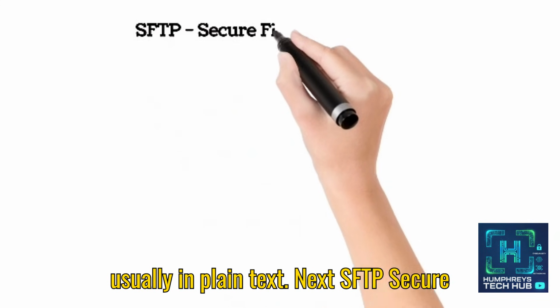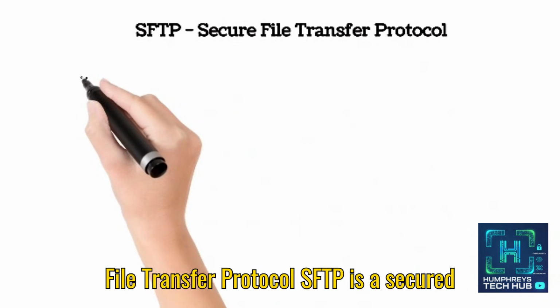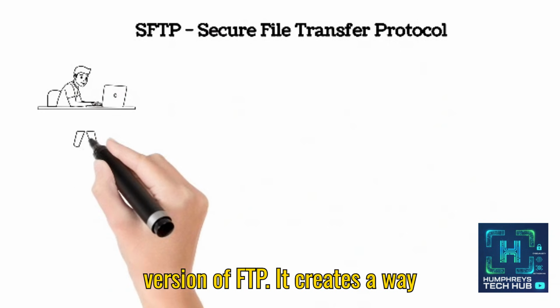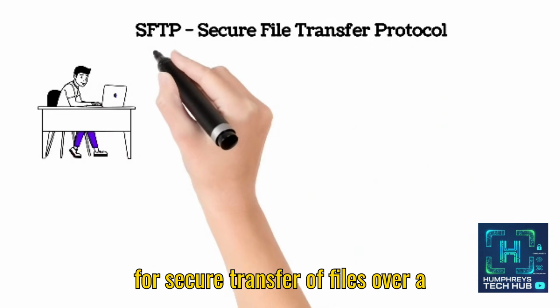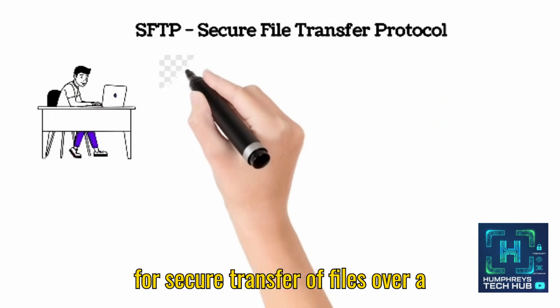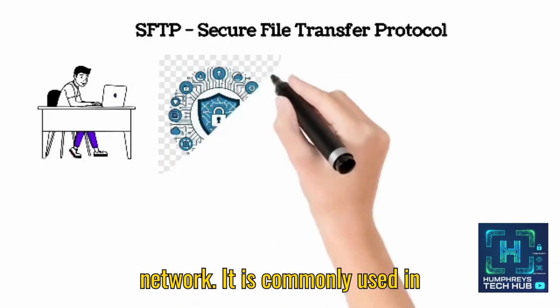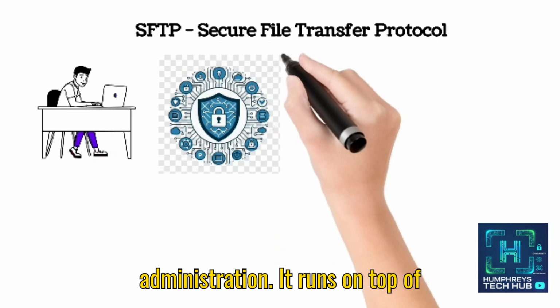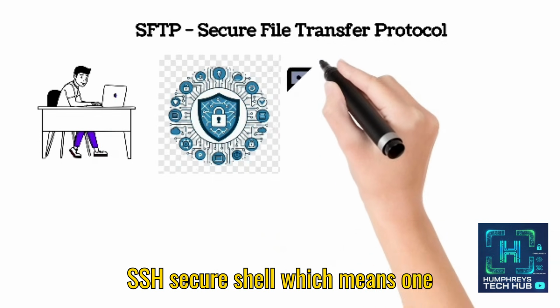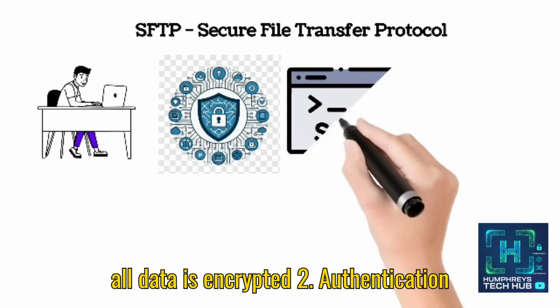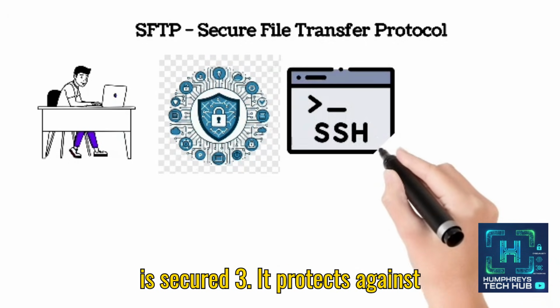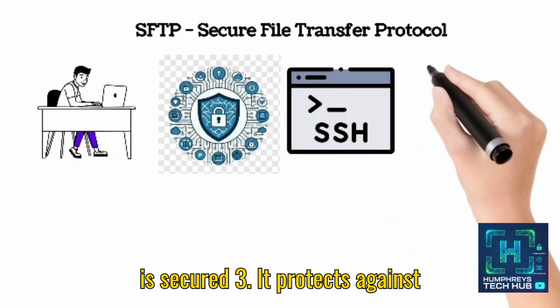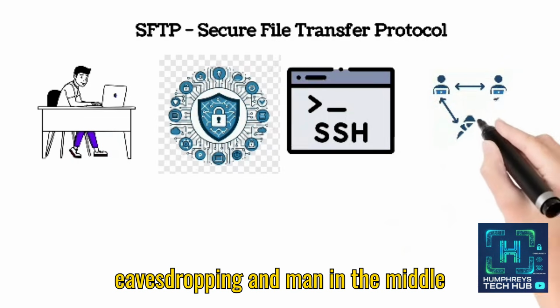Next, SFTP, Secure File Transfer Protocol. SFTP is a secured version of FTP. It creates a way for secure transfer of files over a network. It is commonly used in cybersecurity, networking, and system administration. It runs on top of SSH, Secure Shell, which means: 1. All data is encrypted. 2. Authentication is secured. 3. It protects against eavesdropping and man-in-the-middle attacks.